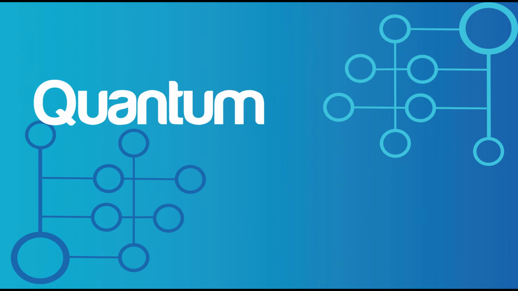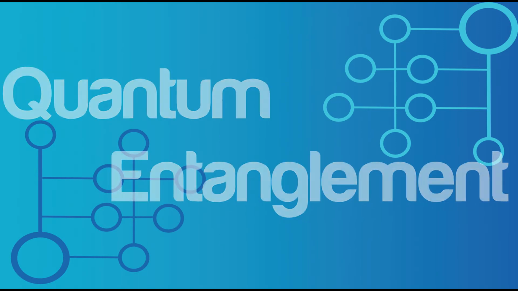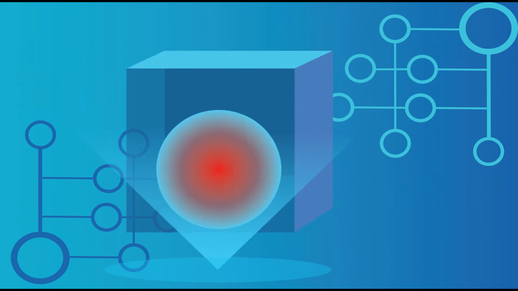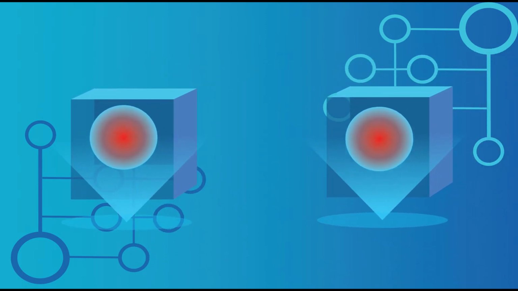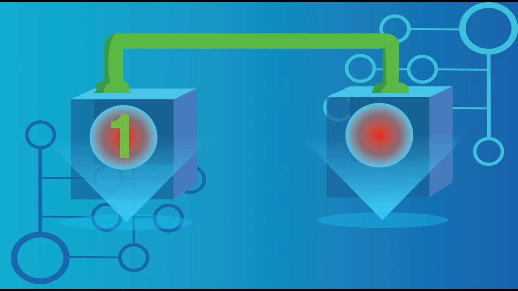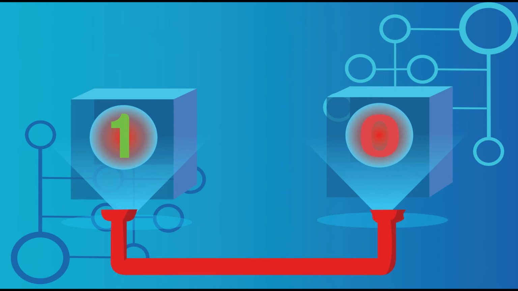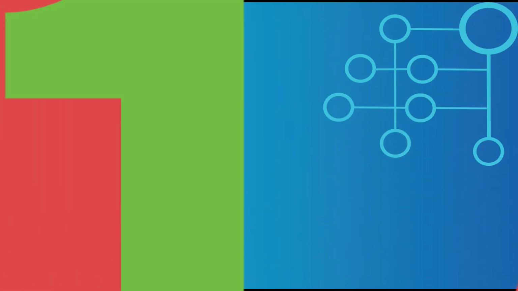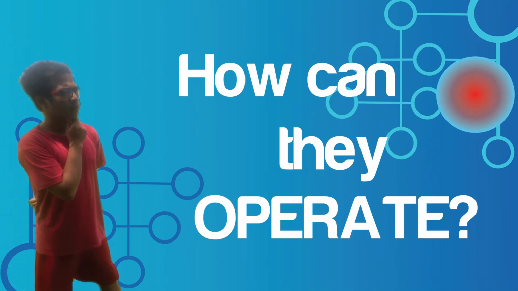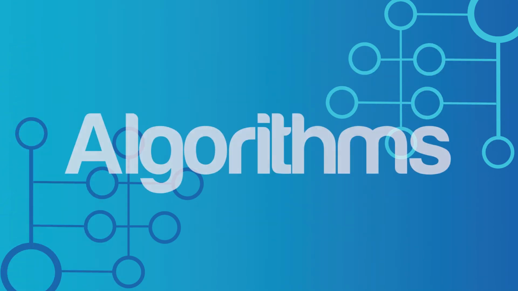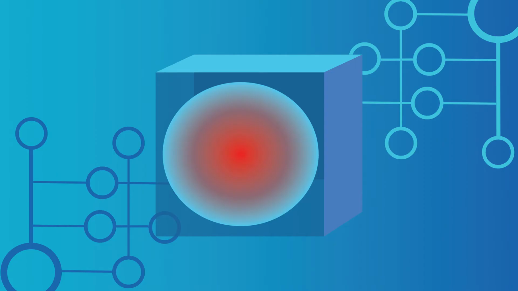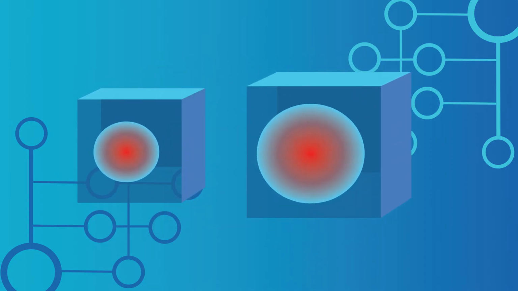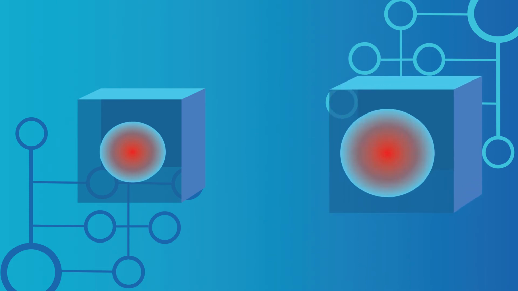This is where quantum entanglement makes sense. Quantum entanglement states that a quantum object cannot be defined as an individual. Therefore, knowing the state of one qubit gives us some idea about the state the other qubit is in. Taking all of this, how can they operate? With the use of algorithms, a process or set of rules to be followed in calculating, especially used on computers.